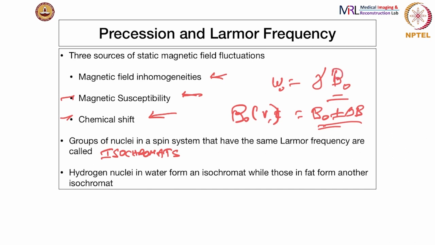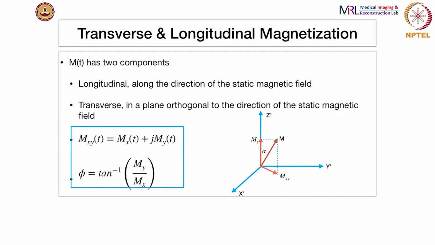All right. Next, we'll also now look at some nomenclature: transverse and longitudinal magnetization. Where do these come from, right? The M, as we saw, has two components.